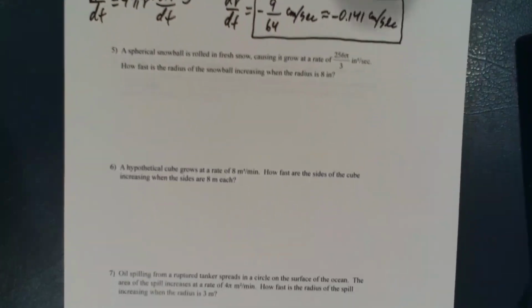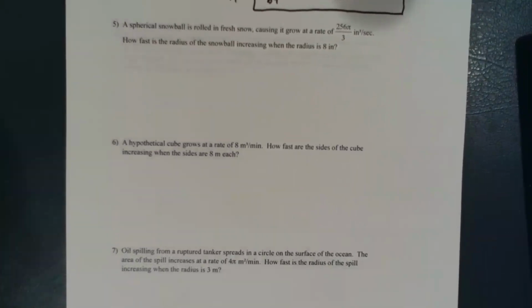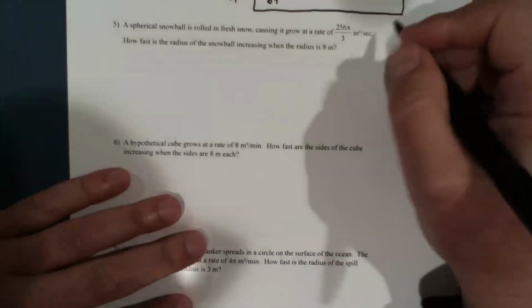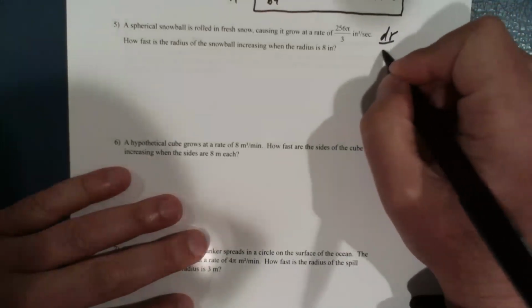Number 5. A spherical snowball is rolled in fresh snow, causing it to grow at a rate of 256 pi over 3 cubic inches per second. How fast is the radius of the snowball increasing? So we're going to have positive values in this case, when the radius is 8 inches. So once again, for this one, we're looking for dr/dt.